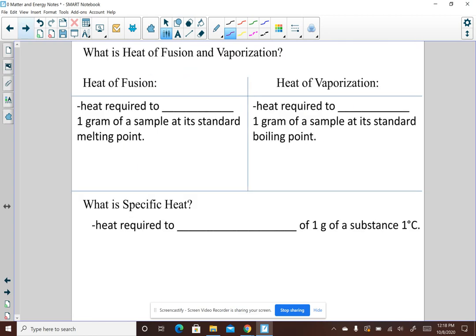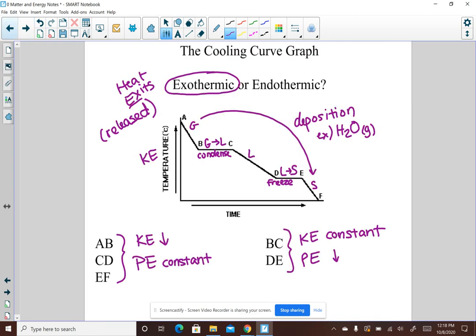So I'm going to just give you guys some practice questions with heating and cooling curves, and we'll get into a little bit more math and calculating heat in our next video.